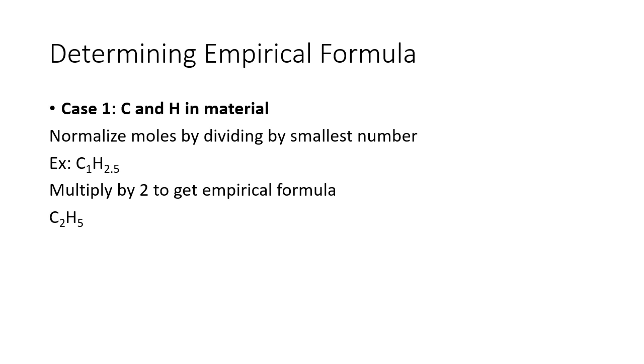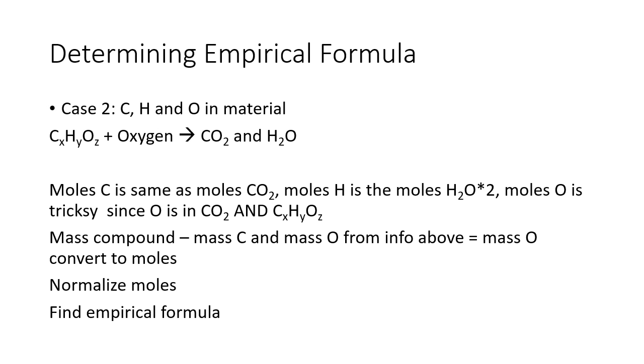And if you have had chemistry before, you know that's not really a thing. So that's probably not the molecular formula. We'll get to that later. This is the easy version, where all you have to do is take the number of moles that you calculate, divide by the smallest number of moles, and use that ratio in order to get whole numbers by multiplying by a coefficient. What about the case where you have carbon, hydrogen, and oxygen in the material?